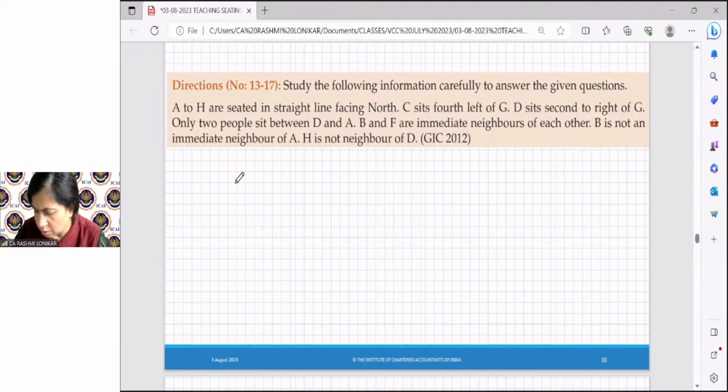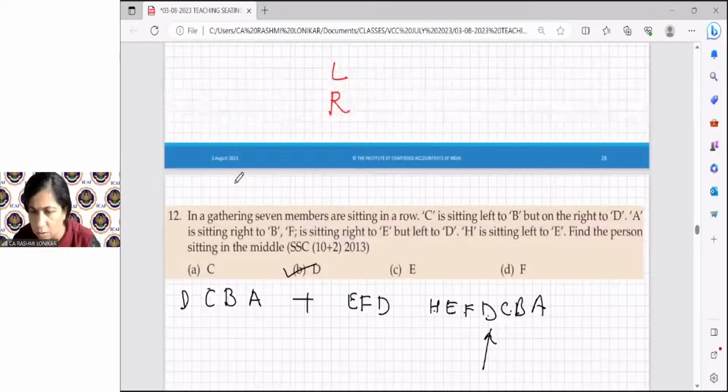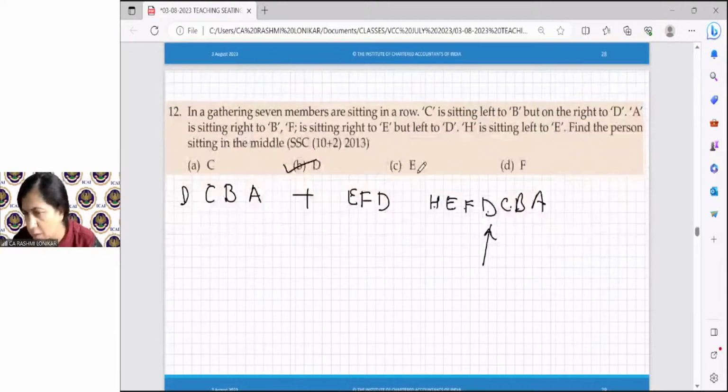Now let us do the 13. In the 12th, it is also possible. Tanvi, what are you saying in the 12th question? H, E, F, C, D, B, A.